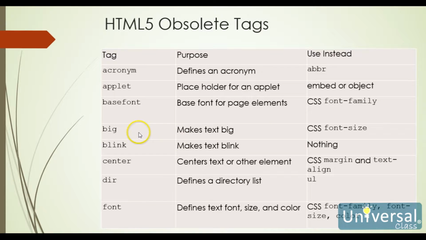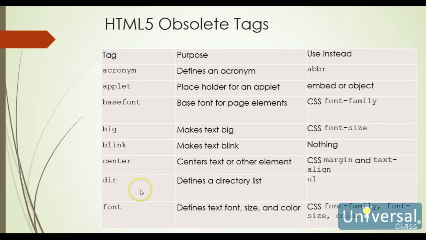We had big, which made text bigger. Now we should be using the CSS font size. We had blink, which caused text on the page to blink. Now we should not be using anything. Blinking and another one called marquee should not be used. I will get to marquee in just a minute. We had center, which centers text or other elements on the page. Now we should be using the CSS margin or text align.